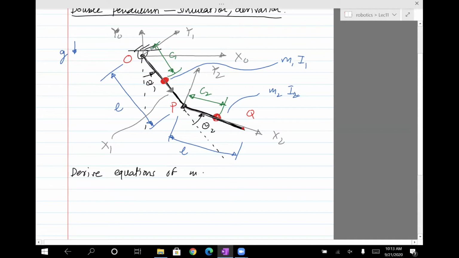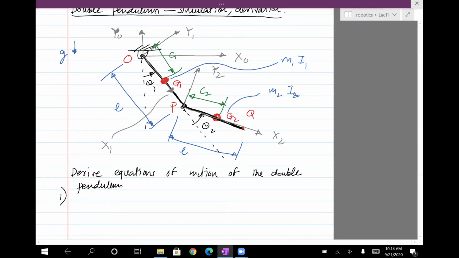of motion of the double pendulum. Okay, and so what I'm going to do is essentially follow the recipe I've talked about in the previous class about using Euler Lagrange equation. So the first step is to define the position of the center of mass of each of the links. Let's call this G1 for the center of the first link, and G2 for the center of mass of the second link.